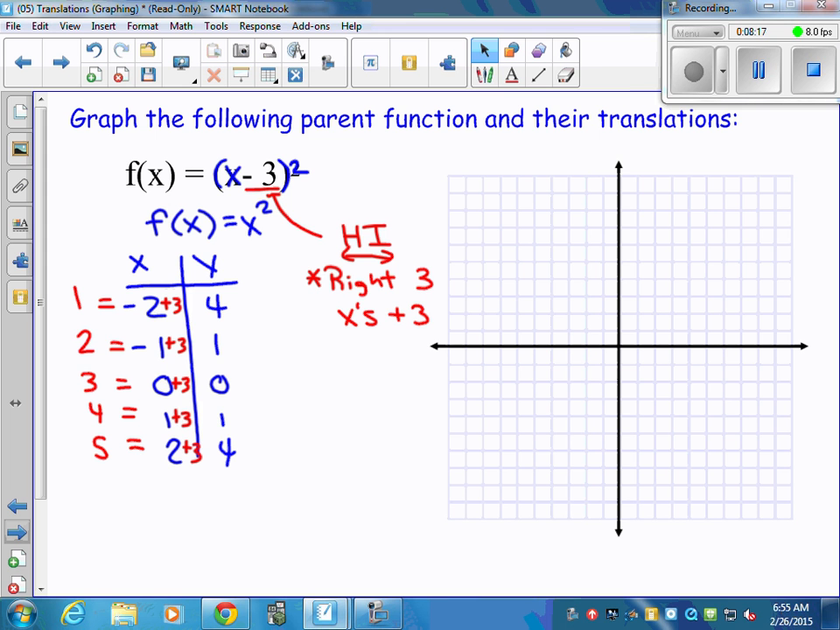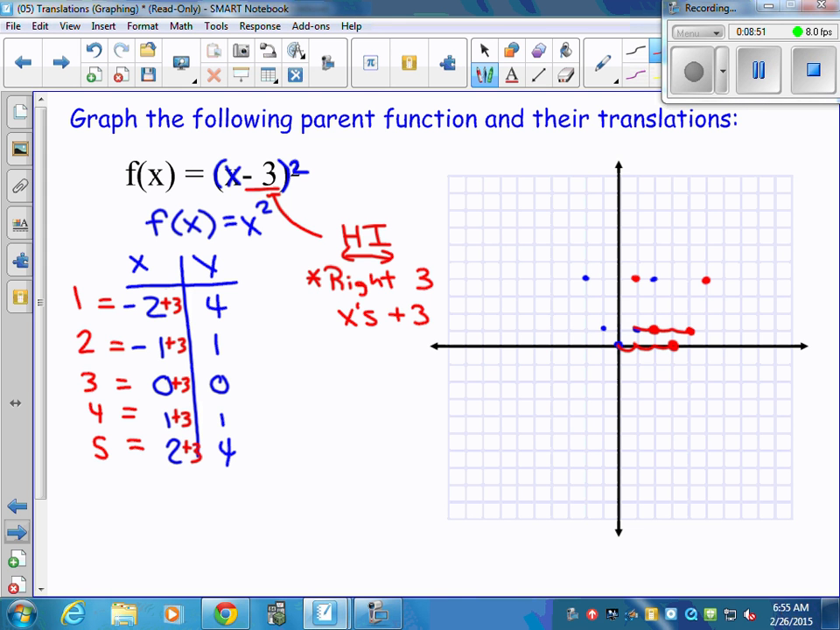So now, if we look at the original points, this time we'll do the original points for the x squared in blue. Now what we know is every one of these coordinate values is going to move to the right 3 spots. So we move each point to the right 3. In some ways it's just a counting game to make the new graph.